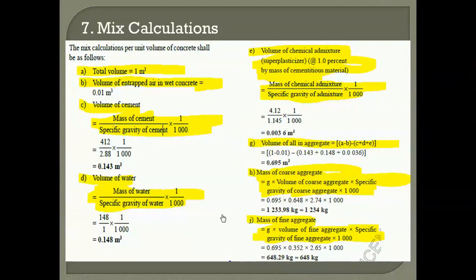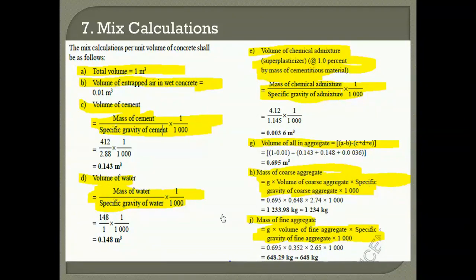Similarly, volume of chemical admixtures. If you are using 1% dosage of chemical admixture for the weight of the cement, then mass of the chemical admixture is 1% of weight of cement. So if you take this value, 412 is the mass of the cement. 1% of the weight of the cement is 412 divided by 100, you will get 4.12. That will be the mass of the chemical admixtures. Then mass of the chemical admixture divided by specific gravity of admixture, that also will be given in the data, into 1 by 1000, you will get some volume.